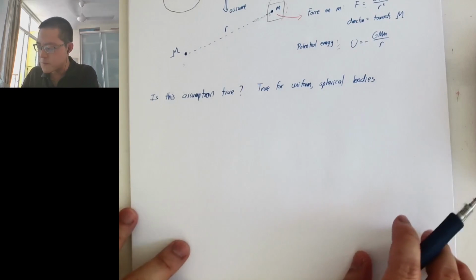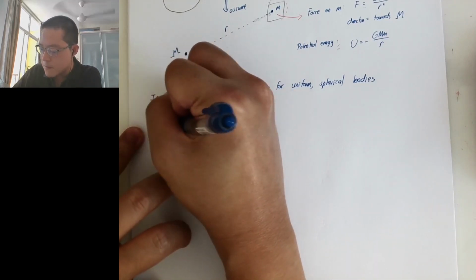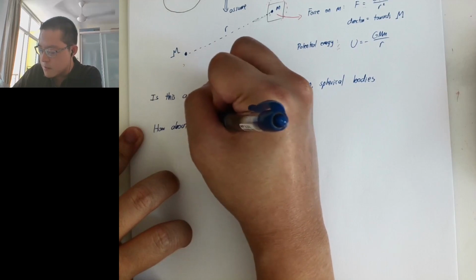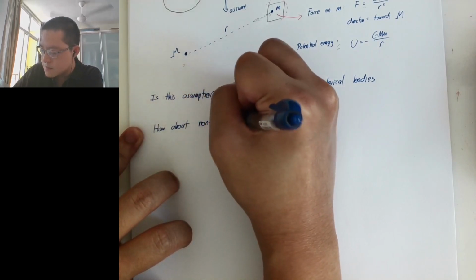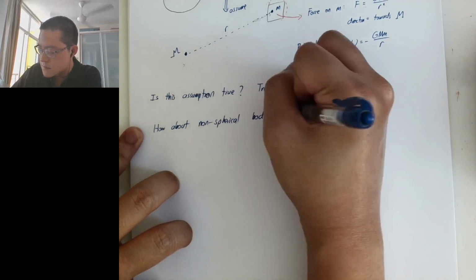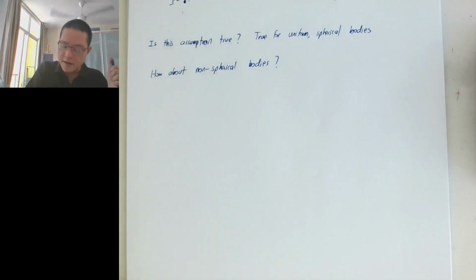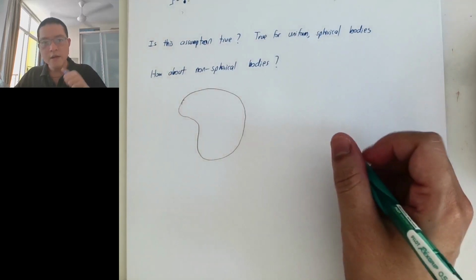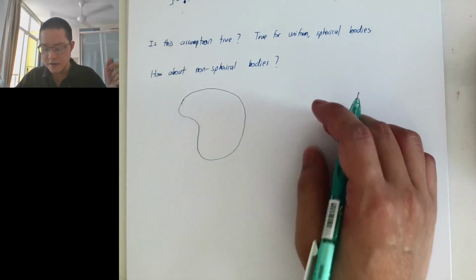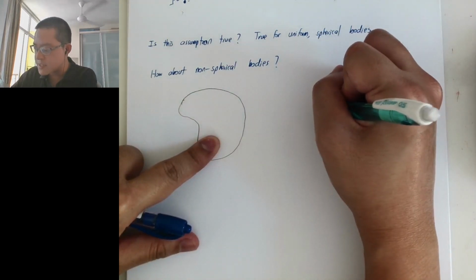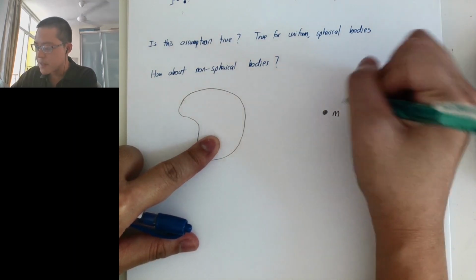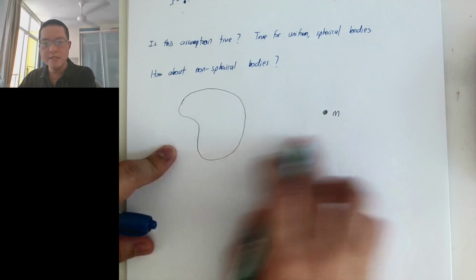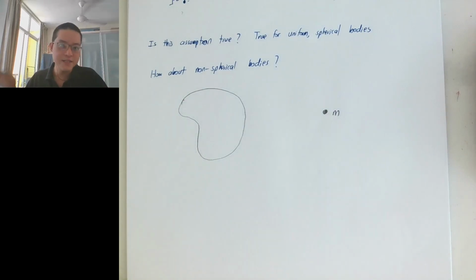So how about non-spherical bodies? Let's say my gravitating mass has some general shape, and how do we calculate the gravity because of this? The second object, I will still consider as a small point mass of mass m. How do I calculate the force experienced by this object? As you can see, this is a more difficult problem. So let us see how to address this situation.